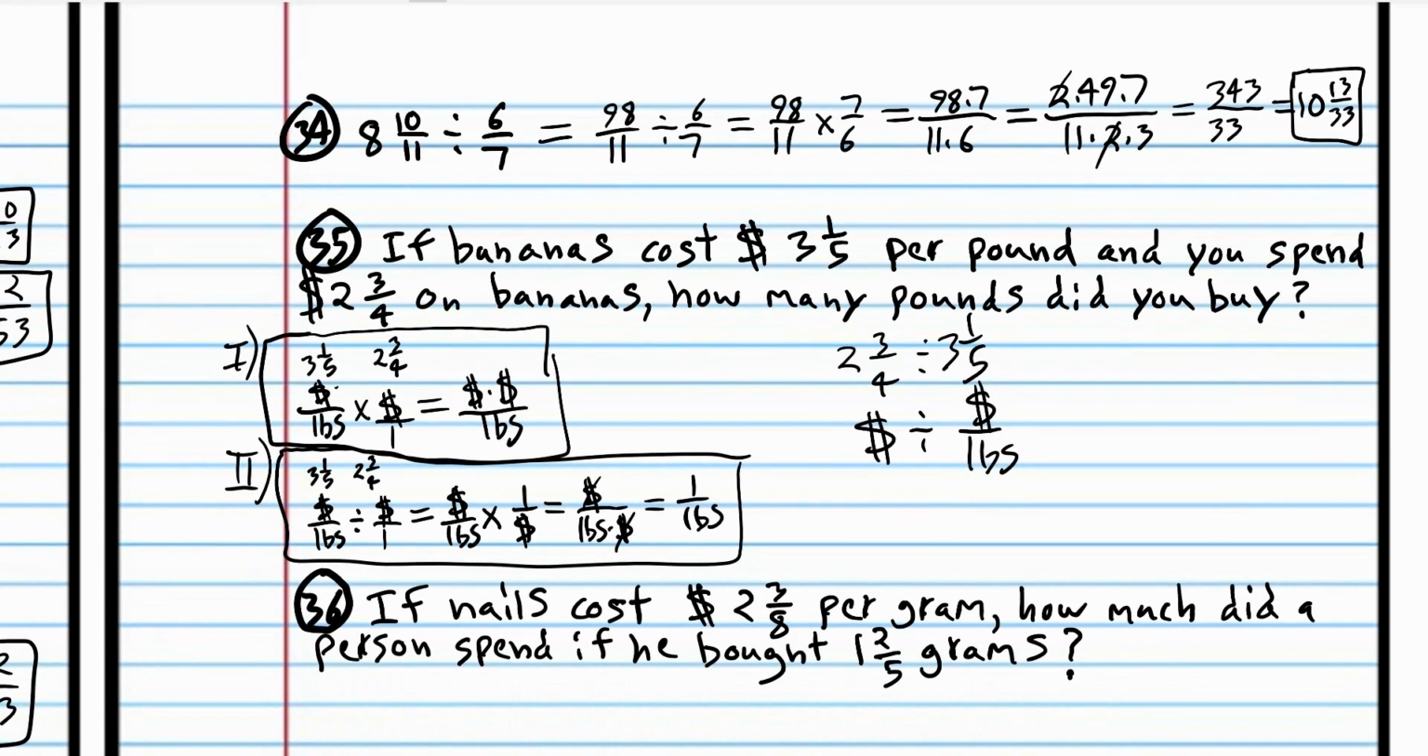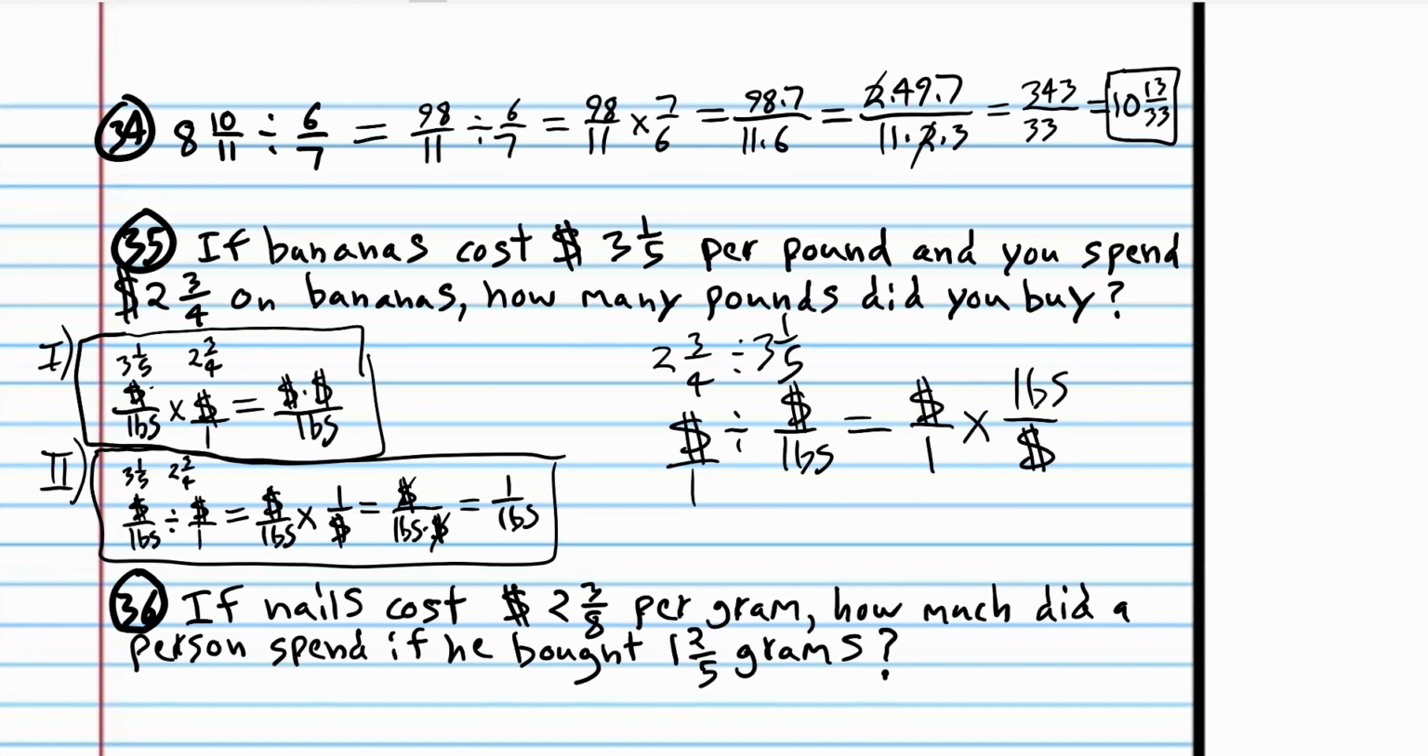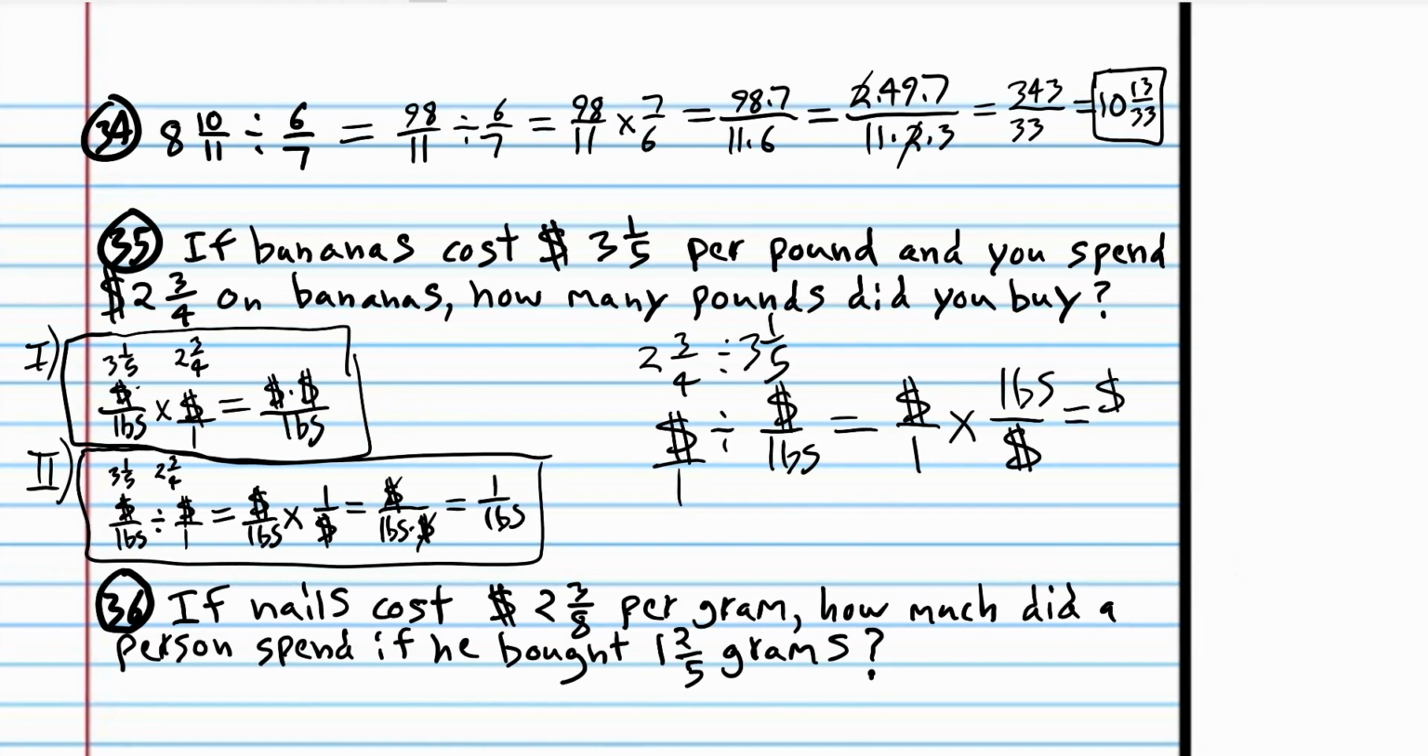All right, now this is just considered a whole number, so over 1. And then we just keep the dividend like it is. And then we change to multiplication just like the division algorithm. Get pounds on the top, dollars on the bottom. So now when you multiply, you get dollars times pounds over dollars times 1, which is just dollars. The dollars cancel out, and you're left with pounds.